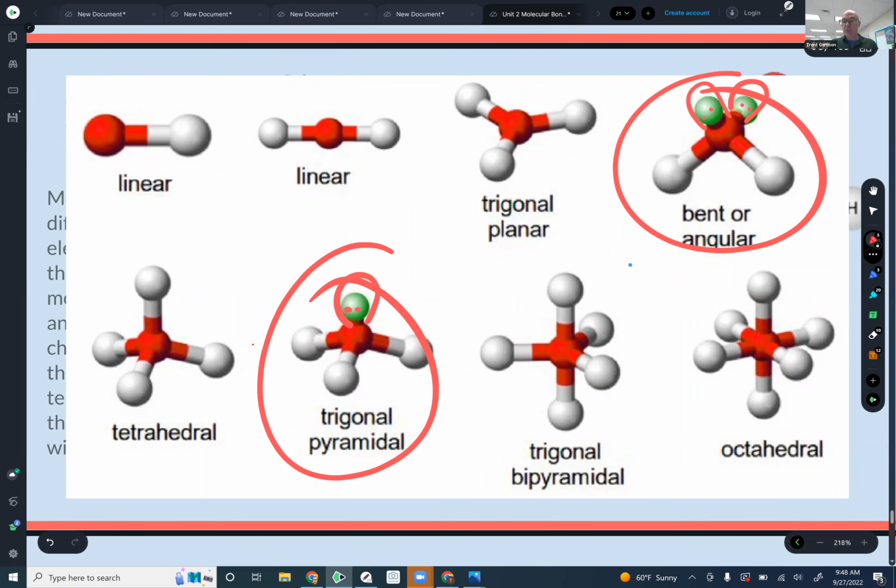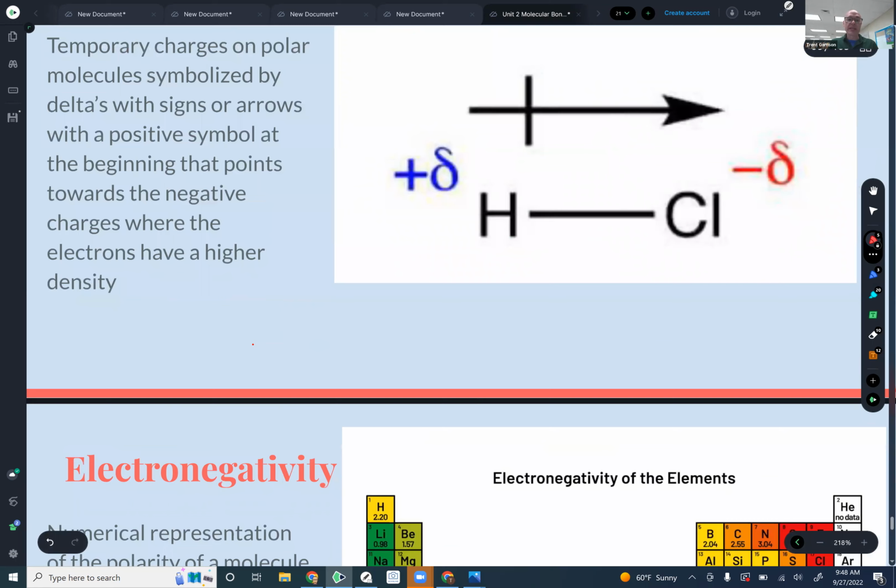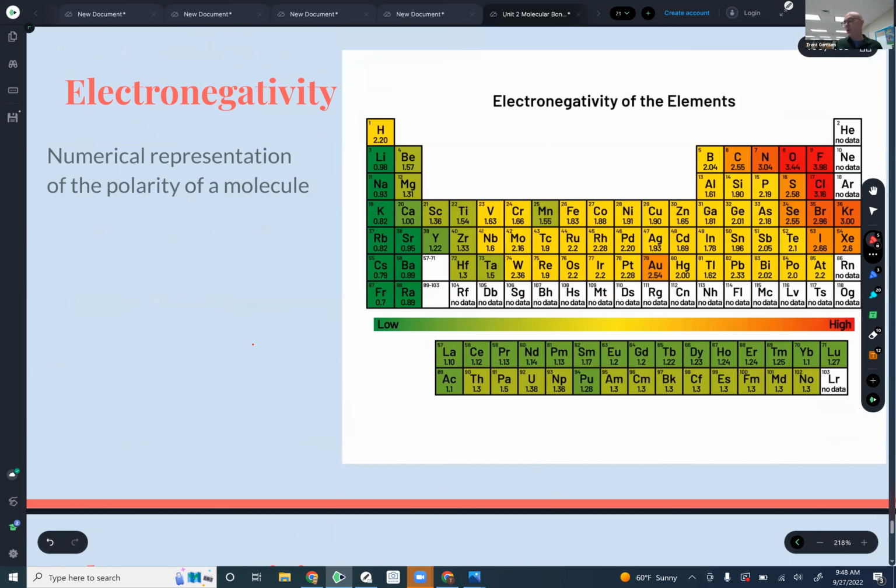All right. Well, now that we understand that detail, what we need to do next is get into a mathematical way to prove that it is polar.